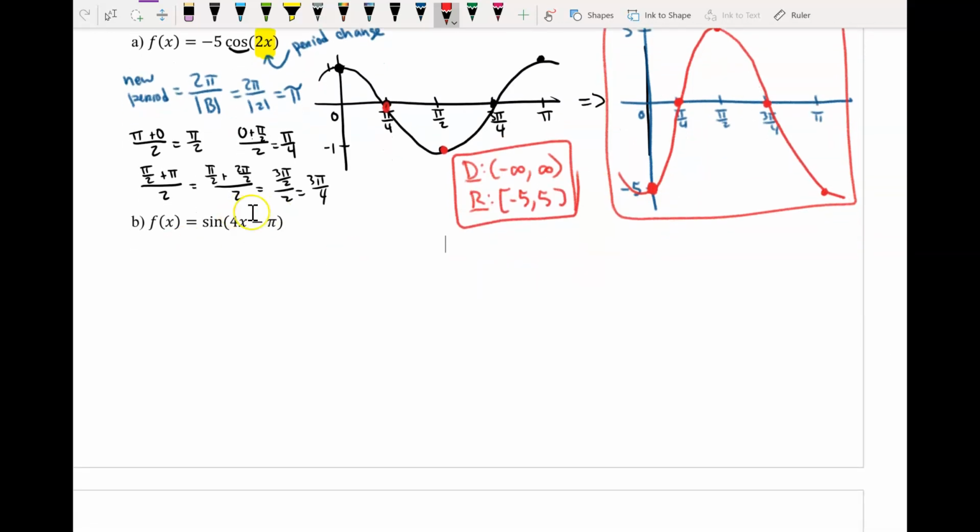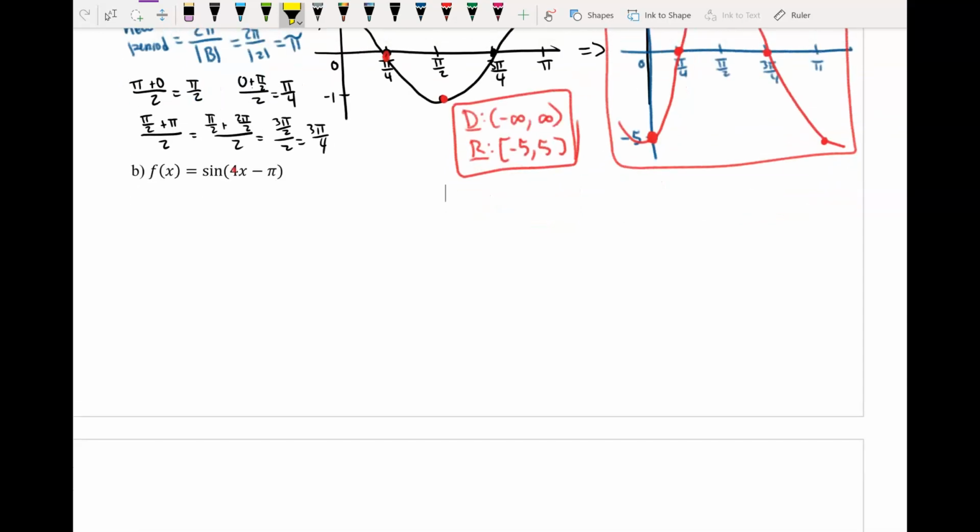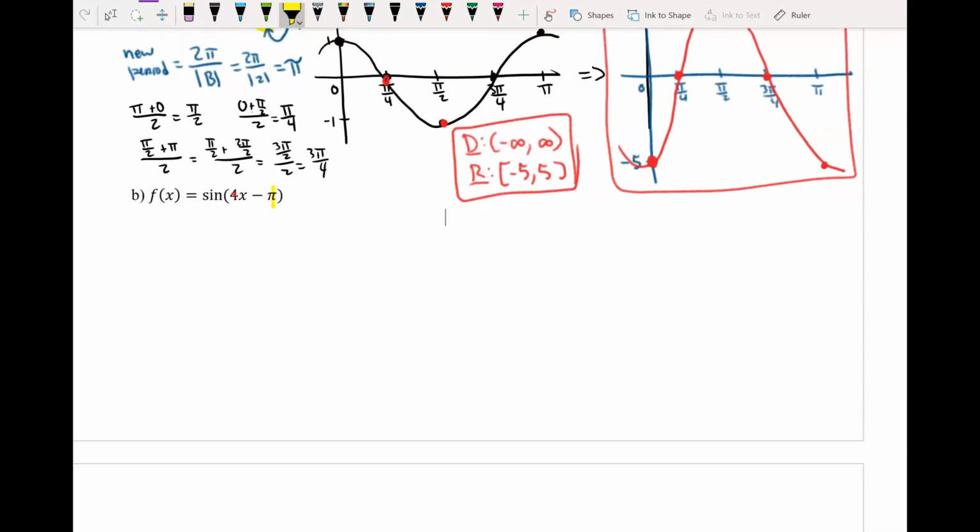So this is now something with the phase shift. You can see nothing else is happening. There's no vertical displacement. There is no amplitude change. We just have period changes and a phase shift. Okay, so you can see here that now what we're looking at is a period change.